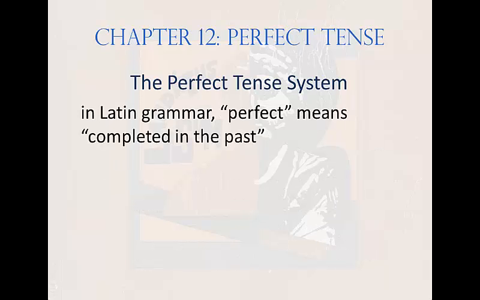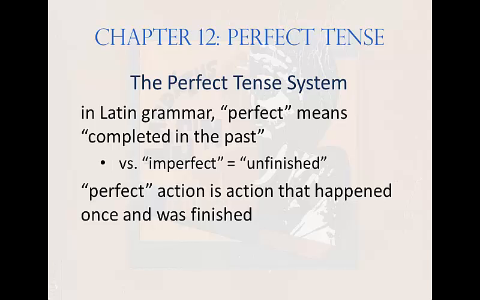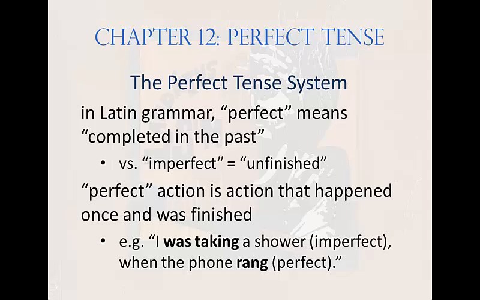In Latin grammar, perfect means literally completed in the past. This is the counterpart, in many ways the opposite, of the imperfect, the tense we've already studied, which shows unfinished or incomplete action in the past. Perfect action is action that happened once and was finished, such as, I was taking a shower, that's imperfect, when the phone rang. It rang once, I got out of the shower, I picked up the phone, it stopped ringing, so the action was completed in the past.